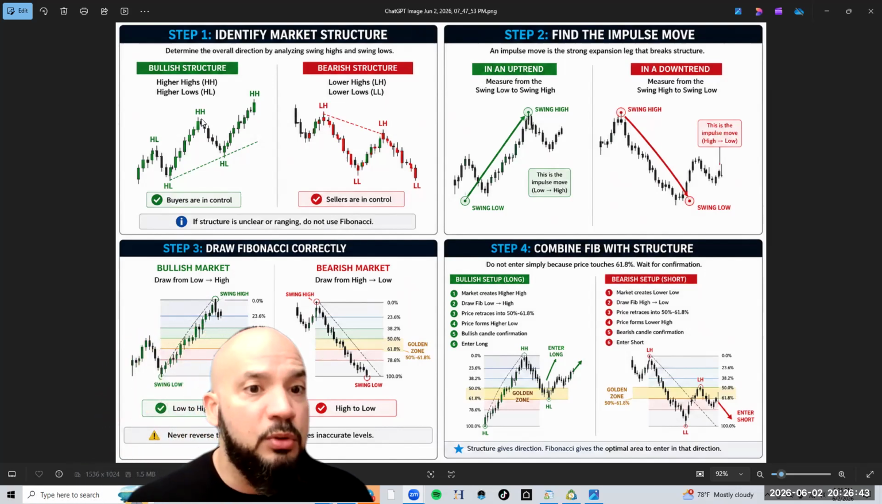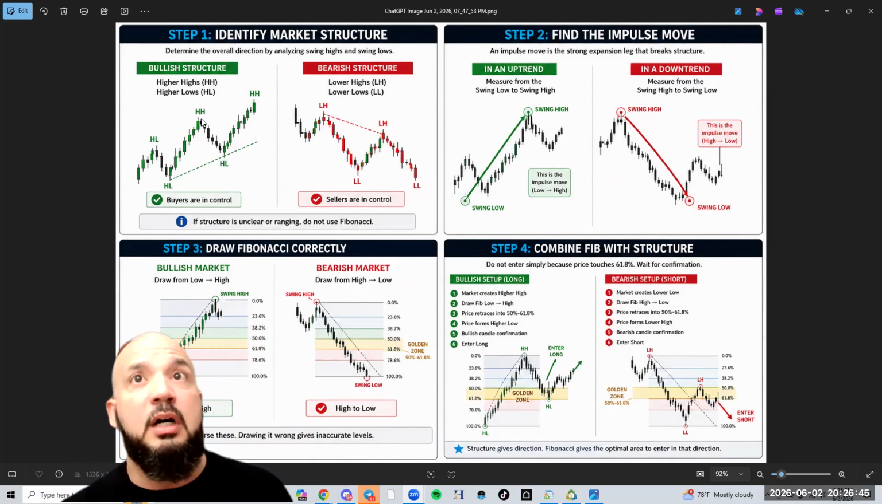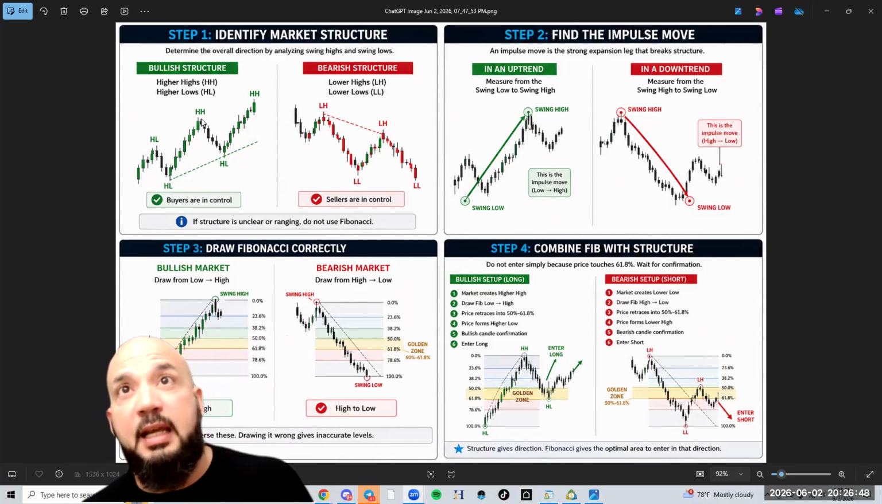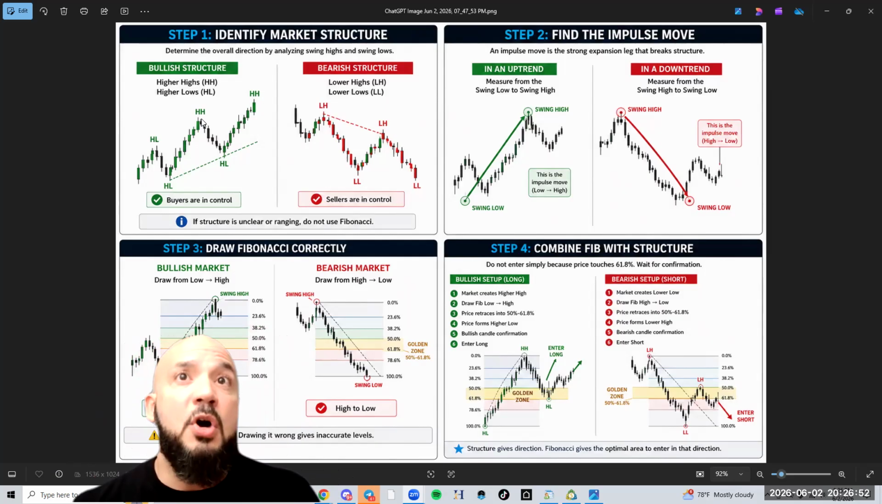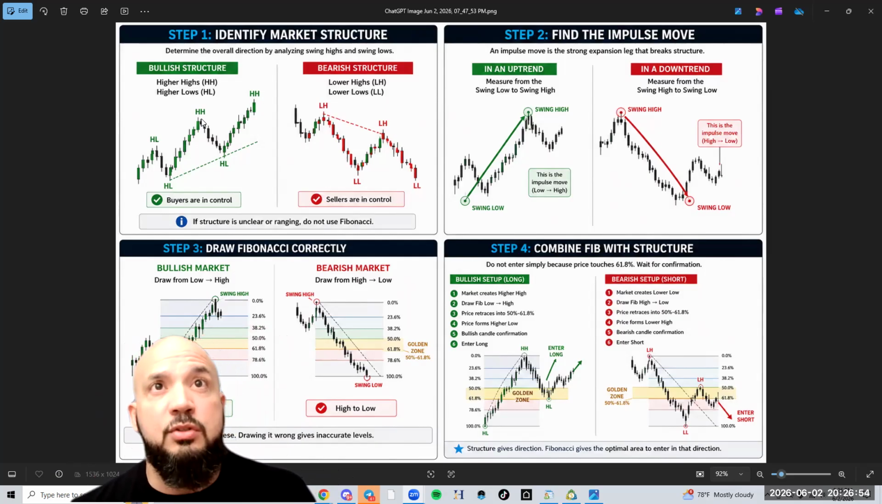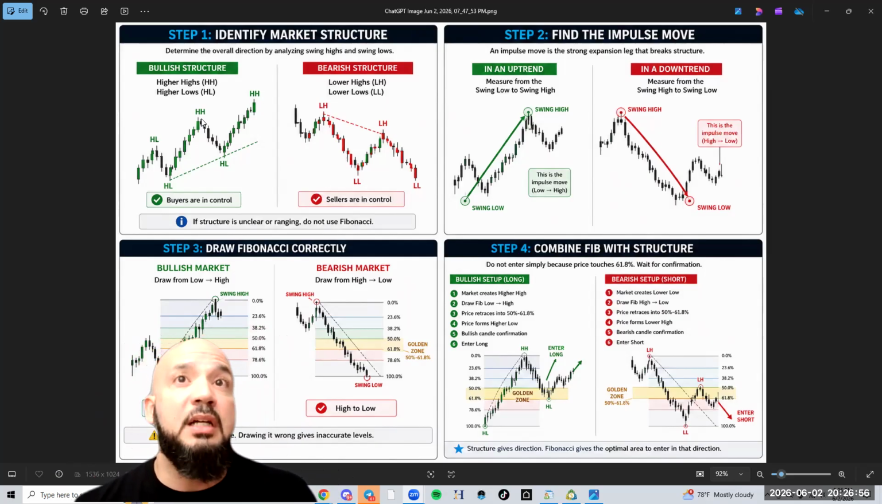But the retracement tool is going to give you a location where price is likely to retrace within an existing trend. Market structure is what tells you direction. The Fibonacci tells you where to enter. It's not an entry tool, but it gives you an area.